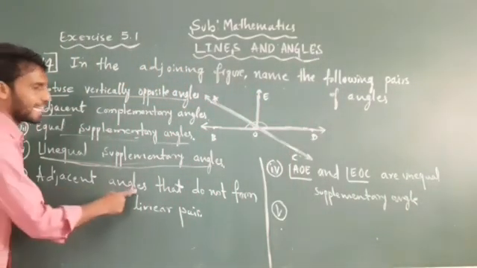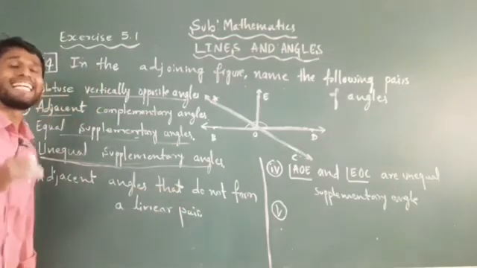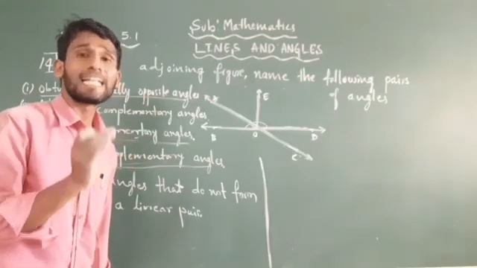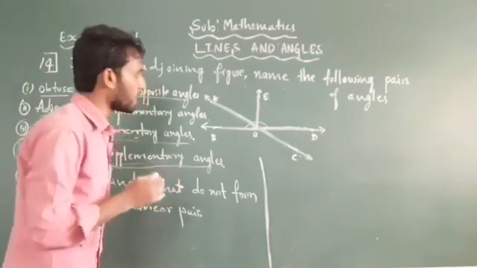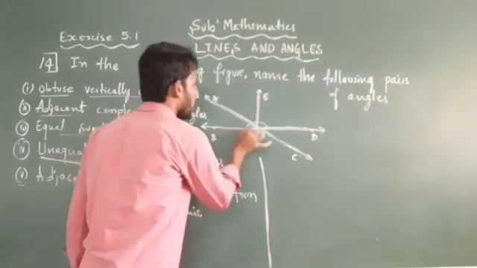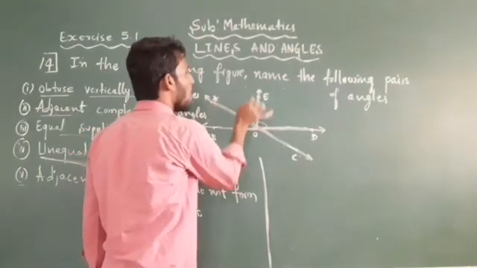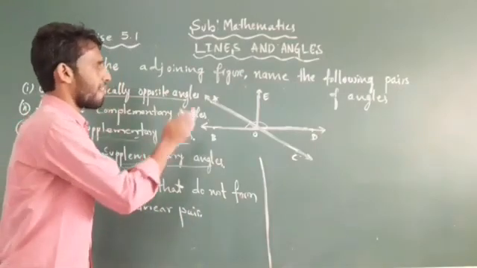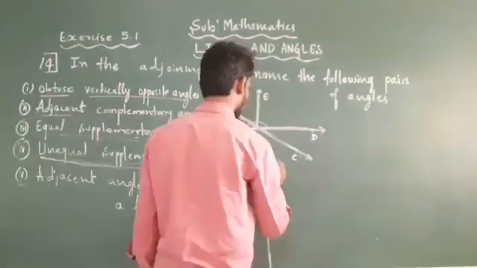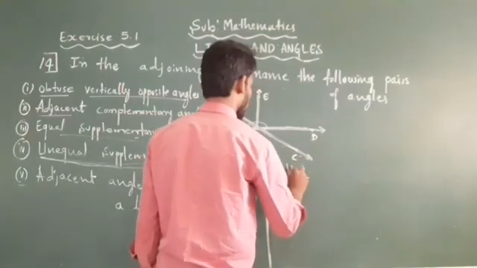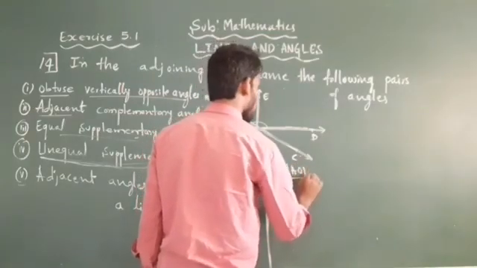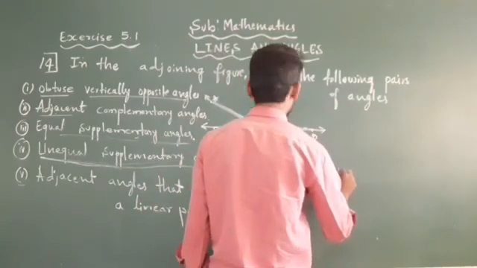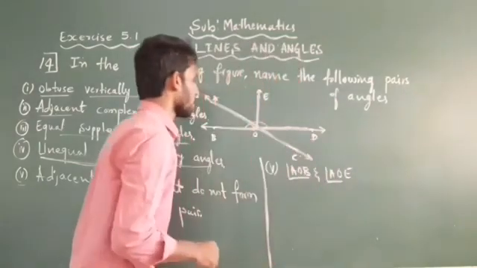Next and here last one. Fifth, adjacent angles that do not form a linear pair. That should be adjacent angles but do not form a linear pair. Those angles we have to find out here by observing this picture. BOA and AOE. These two are adjacent angles but not forming a linear pair. So answer: angle AOB and angle AOE. This is the one pair.